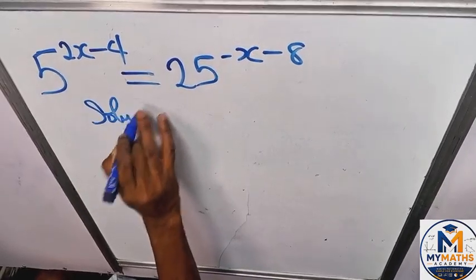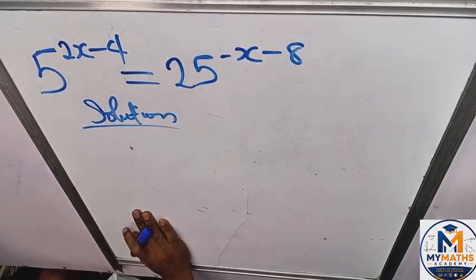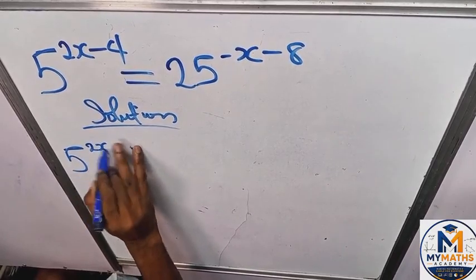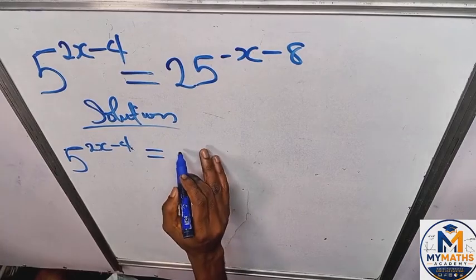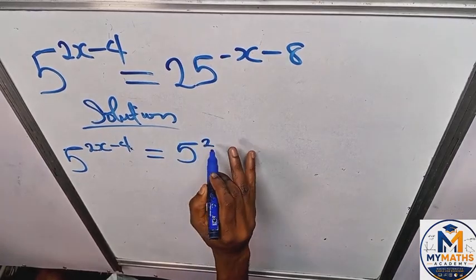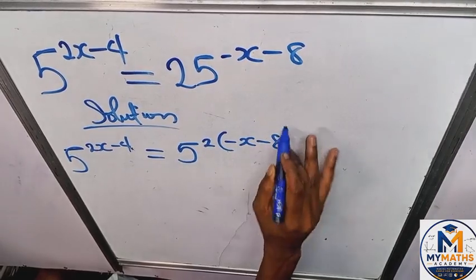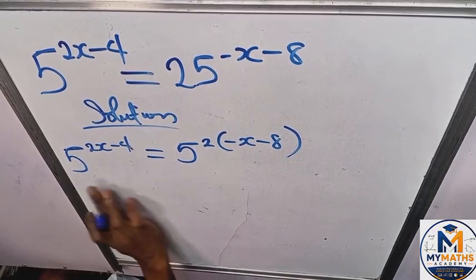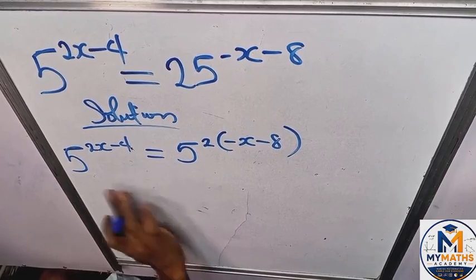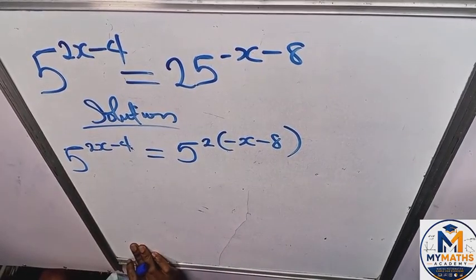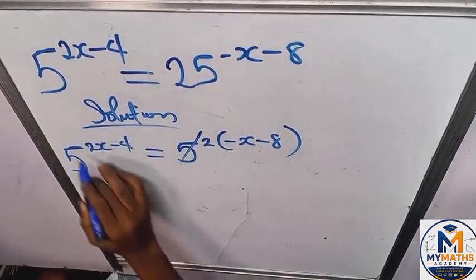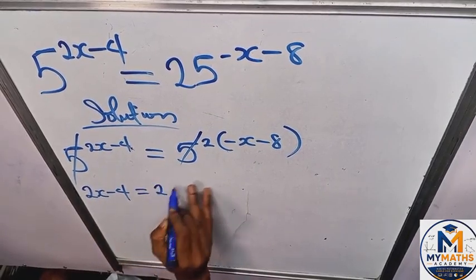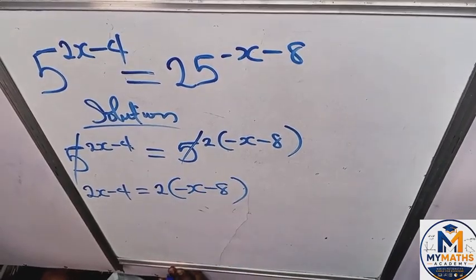So to solve this question, this is what we are going to do. We are going to say that 5 raised to power 2x minus 4 is equal to 5 raised to power 2(minus x minus 8), because we need to make sure that the bases become the same. So therefore, we are going to say this one divide this. So it's going to be 2x minus 4 equals 2(minus x minus 8).